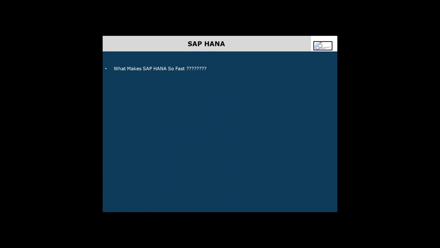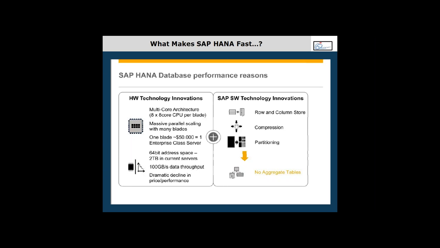Look at this. Now, what makes HANA so fast? There are a couple of reasons which are coming from the hardware development, and there are a couple of improvements which have been developed from the software perspective, which is making HANA fast. There have been certain developments from the hardware perspective, and there have been certain innovations from the software perspective together, which is basically resulting in the performance of SAP HANA.